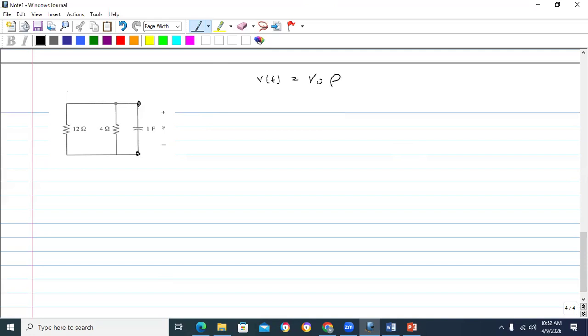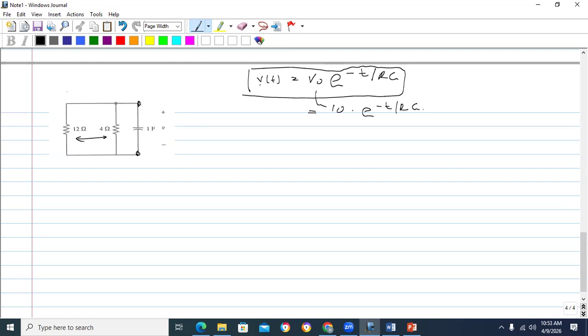V naught e to the power minus, this equation. Okay, so you can directly apply this equation. Okay, so V naught is 10 volt, e to the power minus t. You know the R, you can get the equivalent R here, and C is given. Okay, C is given. So VT, you need the 1 volt. Okay, VT should be 1 volt.